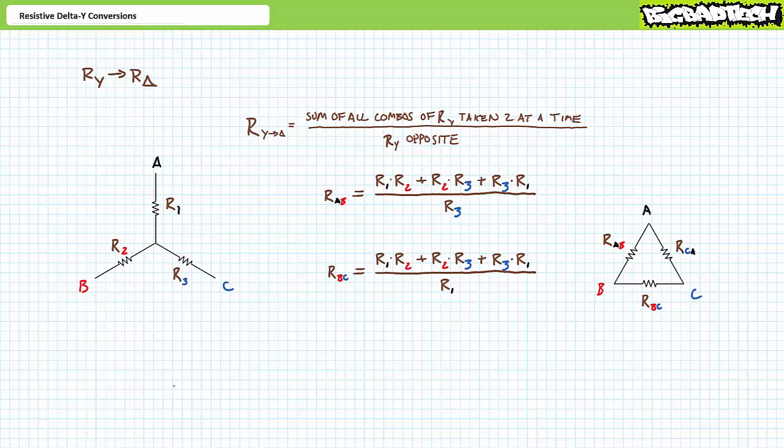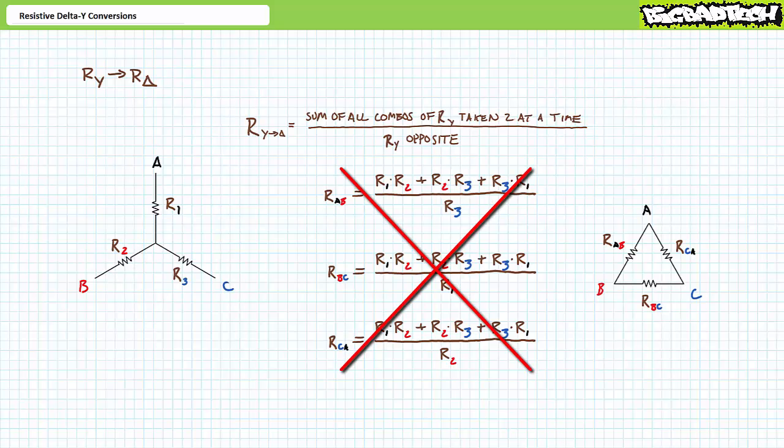Similarly, to solve for RBC, the equivalent delta resistance element between nodes B and C, take the summation of all possible products of the Y resistance elements taken two at a time, R1 times R2, plus R2 times R3, plus R3 times R1, divided by the resistance element opposite from it, in this case R1. Finally, to solve for RCA, the equivalent delta resistance element between nodes C and A, take the same summation, divided by the resistance element opposite from it, in this case R2.